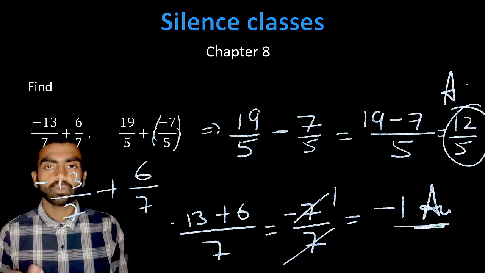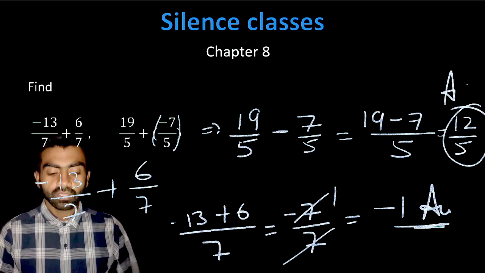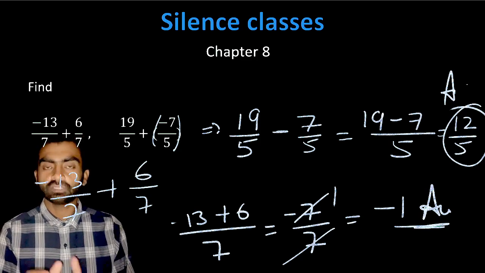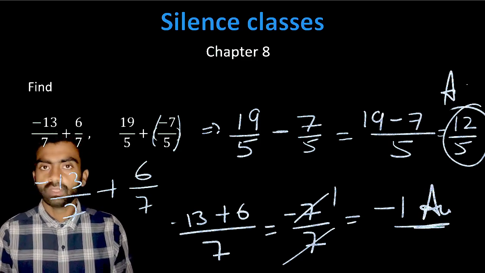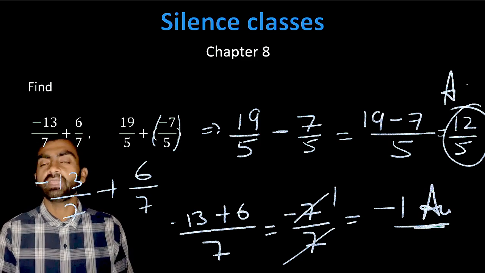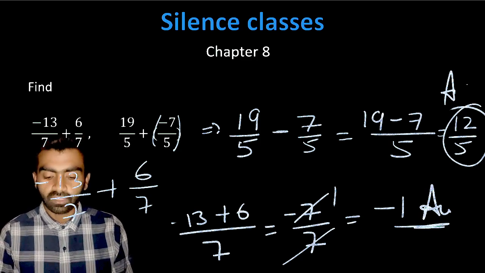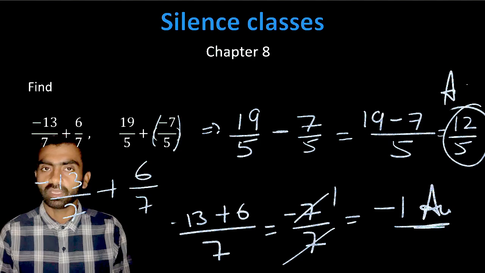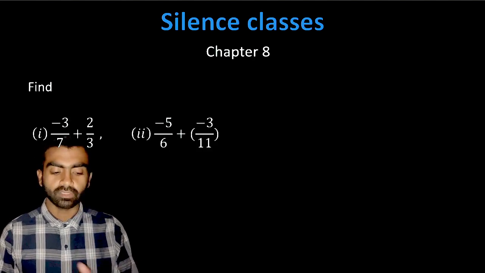Okay, I hope you guys understood how we have done it, because the questions are very easy just because the denominators are the same. If the denominators are not the same, then we have to take the LCM, and then do the further question like that. So let's move to the next question.